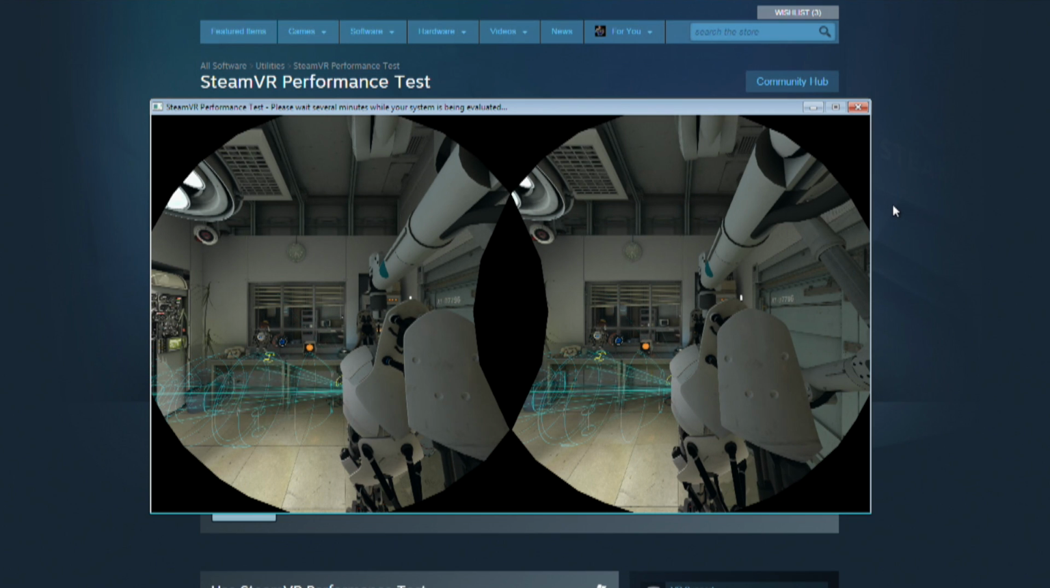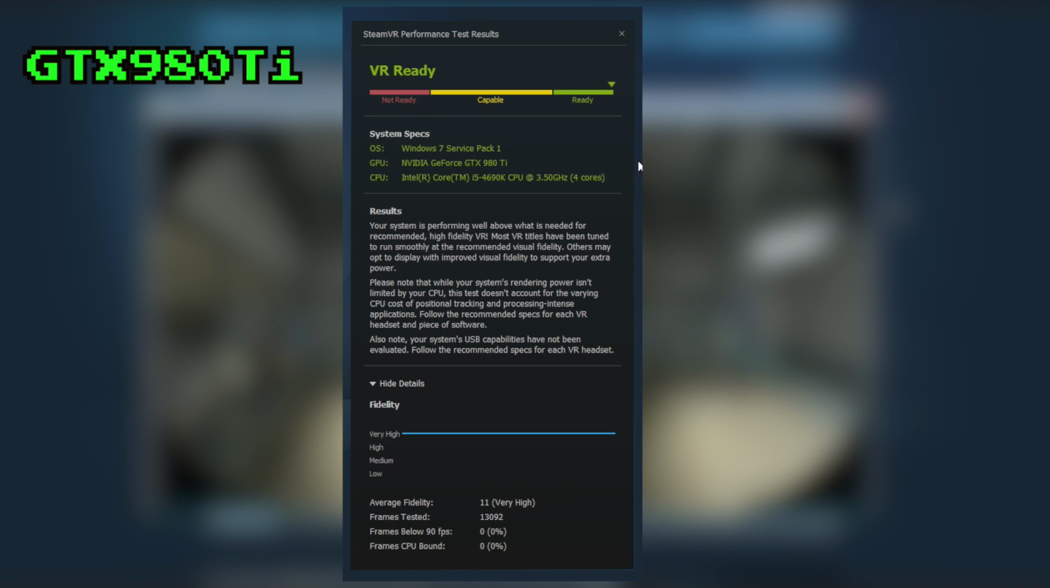First up is my main rig and its usual inhabitant, a GIGABYTE Xtreme Edition GTX 980 Ti. I do have a review of that if you haven't seen it. Predictably enough, the big boy 980 Ti nearly maxes out the scale here, scoring 11 on the fidelity.